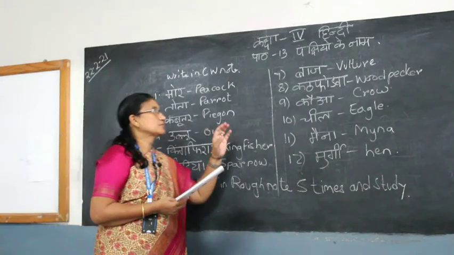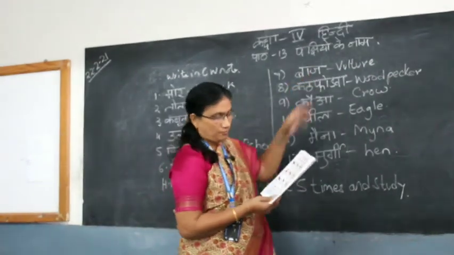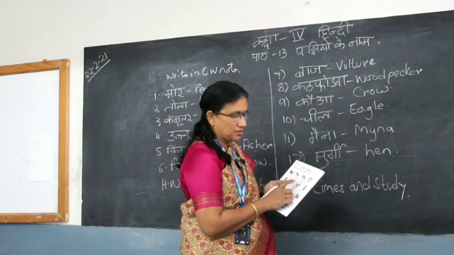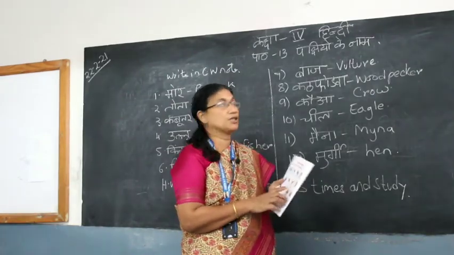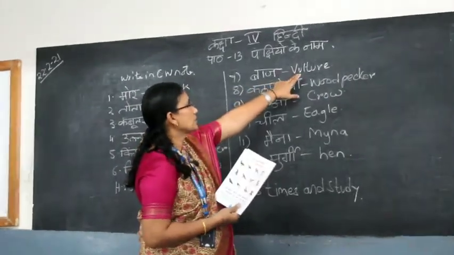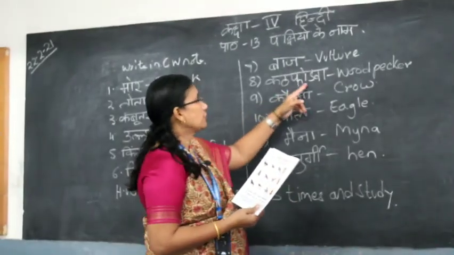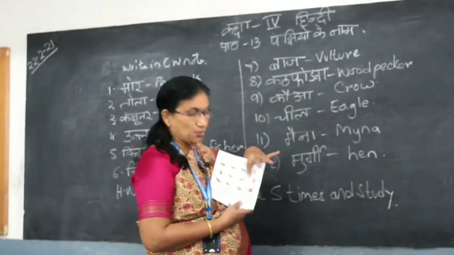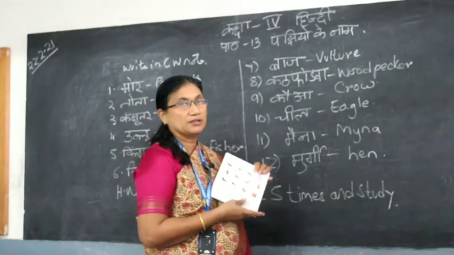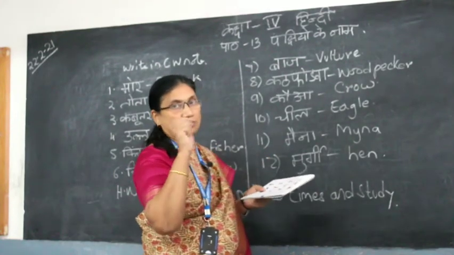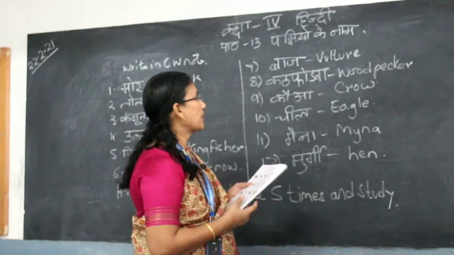Then after that comes a barge. Barge means a vulture. It's a meat-eating bird, so it's known as a vulture. Then you have katfudwa. Katfudwa is a woodpecker. It breaks the wood in the trees. The woodpecker keeps pecking the bark of the tree. It's called a woodpecker.